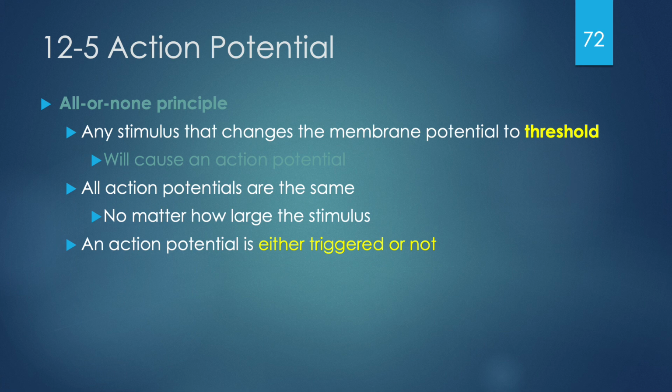Or with the toilet analogy, you're pressing down on the lever and nothing happens up until the point where finally it's triggered. And once it starts, you cannot stop it. It's going to flush the toilet. So that's the whole concept of the all or none principle.